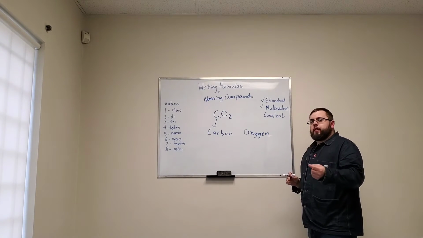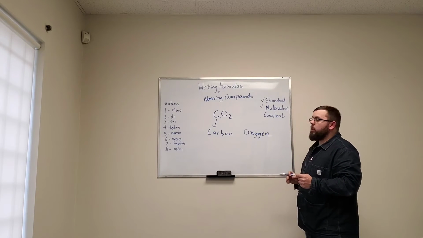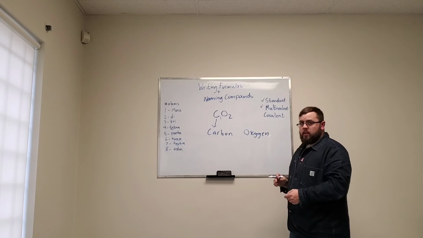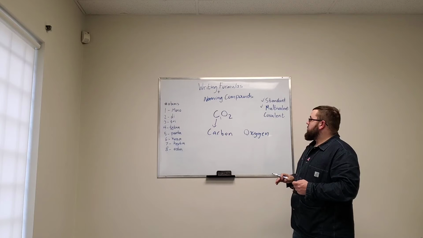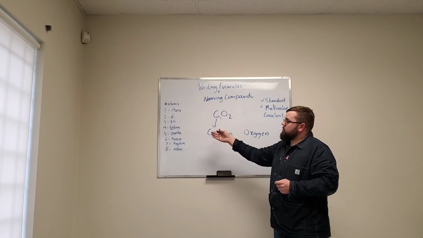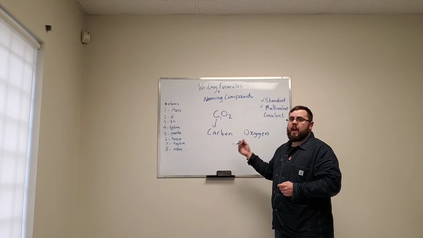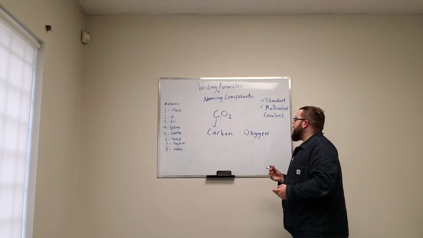So based off of how many of each element we have will affect what we put on the front of our name, or our prefixes. Okay, so I've written them right here. 1 is mono, 2 is di, 3 is tri, tetra, penta, hexa, hepta, octa. That's pretty much where we can stop. We don't need to go any further than that.